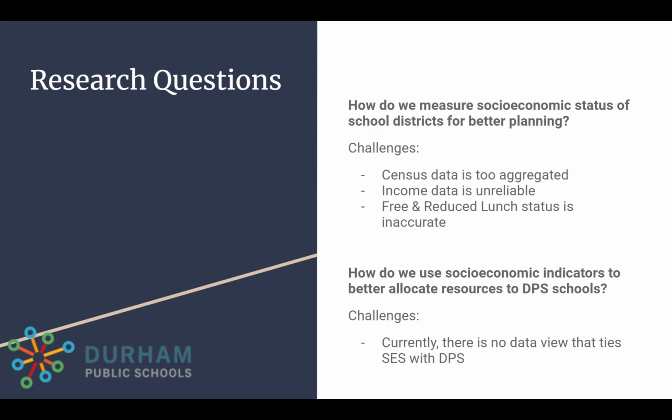For example, census data has proven to be too aggregated, income data is relatively inaccurate, and free and reduced lunch status has also become inaccurate in how it has been changed so that everyone can apply for reduced lunch regardless of income. So our project takes a more granular approach in looking at Durham land parcel data, specifically the property values of houses and residencies across Durham.